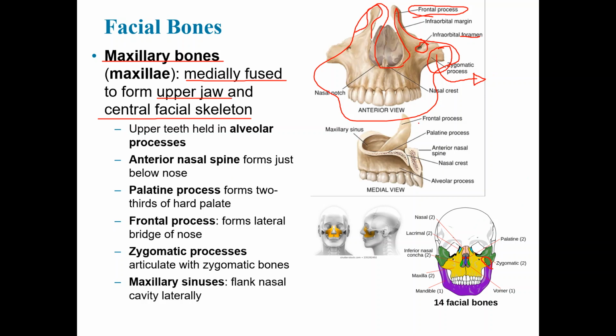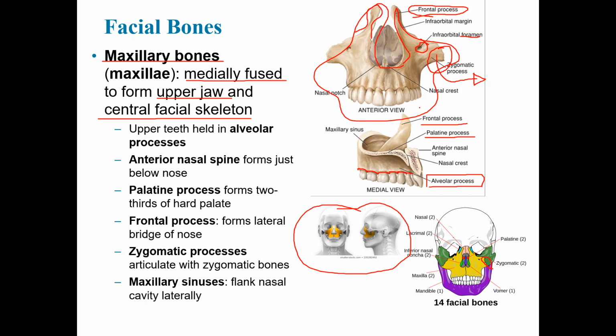Then we have several processes. We have the palatine process, then we have the frontal process, and also the alveolar process. These are all processes to connect to these specific bones. The alveolar processes are the points of attachment for teeth, okay, for the upper teeth. All right, so you have here several views of this bone.